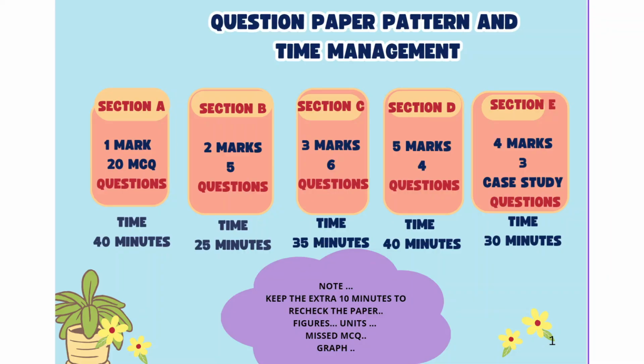And we come to time management. For Section A, you take approximately 40 minutes. Section B, approximately 25 minutes. Section C, 35 minutes. And Section D, you can have 40 minutes. Section E, we have 30 minutes to do. The last 10 minutes should be taken to check whether any question is missed out, the units you have written, the graph, and cancelling the rough work, etc.